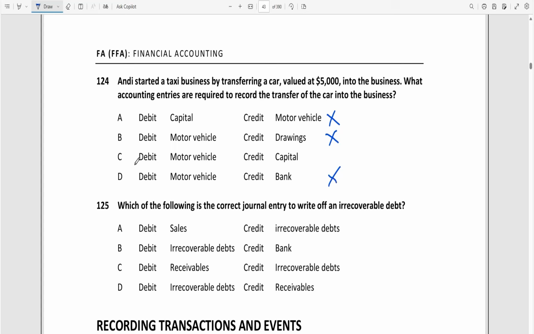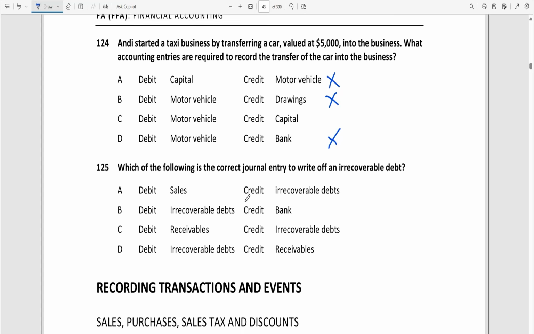So basically, for the knowledge level, it's very good to know how to eliminate options. Even though you don't know the answer, if you try to solve the question on a logical basis or try to eliminate the options, by the end you will get the right answer. So it's very important. Question number 125. Which of the following is the correct journal entry to write off an irrecoverable debt?